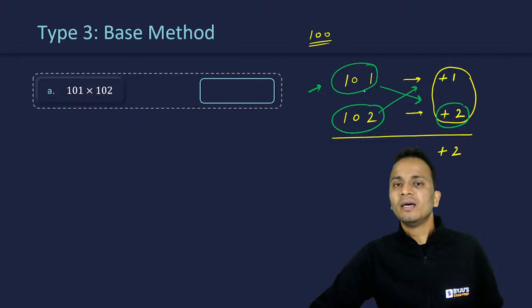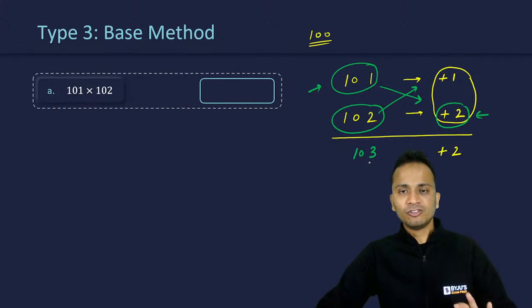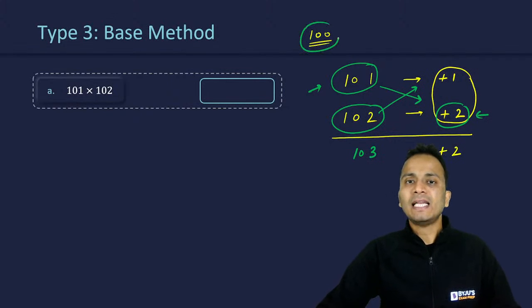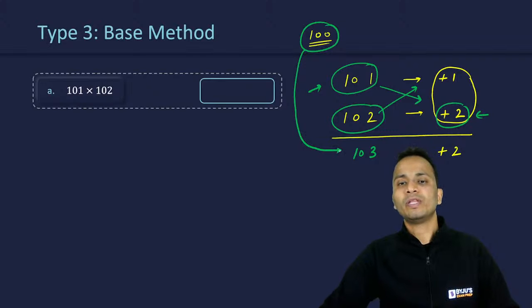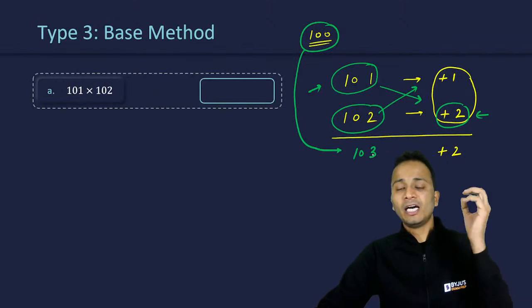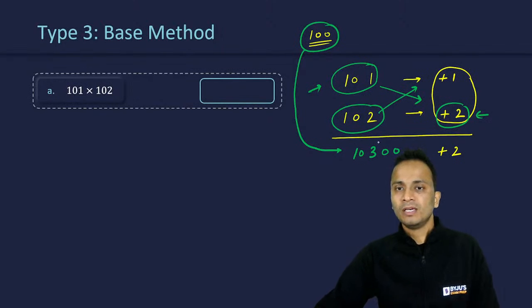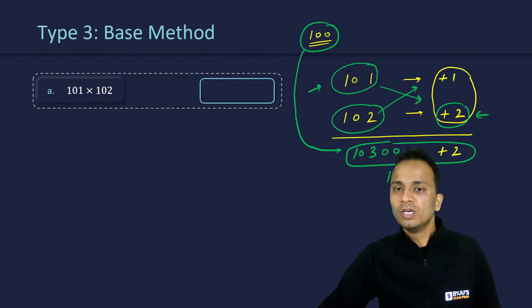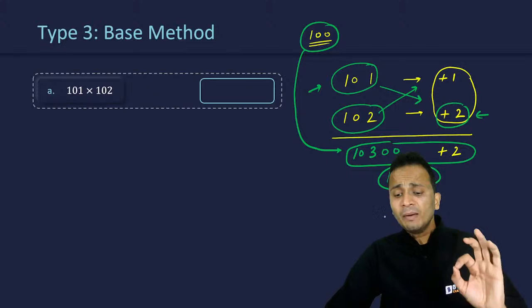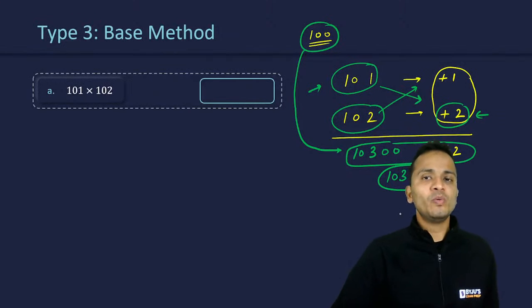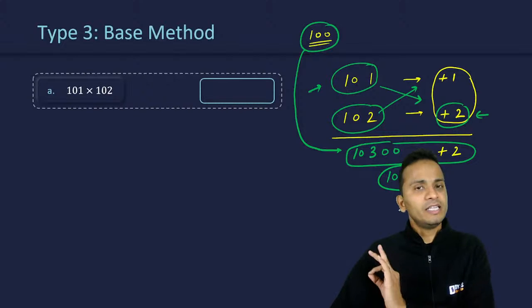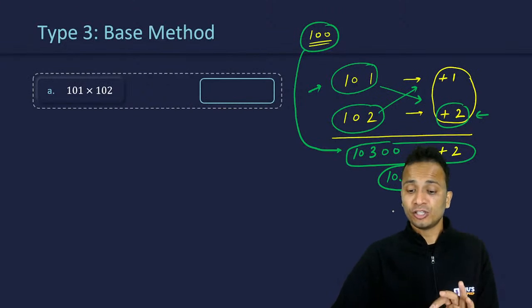So 101 plus 2 is equal to 103. Alright. 103 has come. Now multiply this result with whichever base was selected. So we multiplied 103 with the base. 103 multiplied by 100 will be 10300, and then this will be your final answer. 10300 plus 2, that is 10302, will be the final answer. It will take a little time right now, but once you have practice of this method, then this method will be very easy, very fast to multiply.